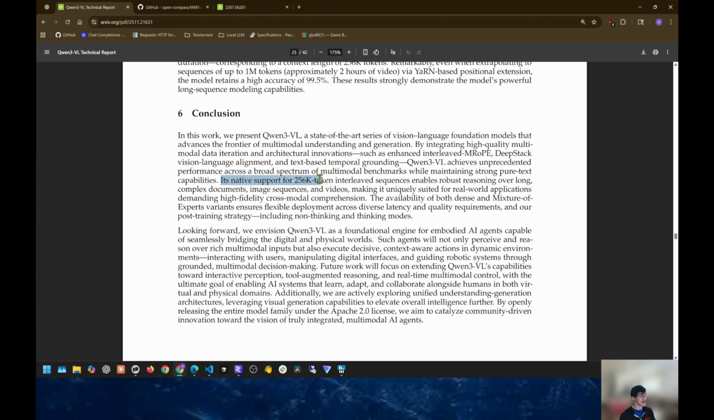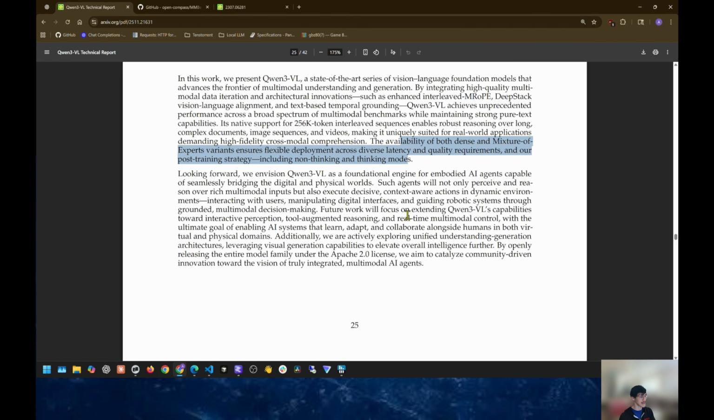Its native support for 256K token interleaved sequences enables robust reasoning over long complex documents, image sequences, and videos, making it uniquely suited for real-world applications demanding high-fidelity cross-modal comprehension. The availability of both dense and mixture-of-experts variants ensures flexible deployment across diverse latency and quality requirements, and our post-training strategy, including non-thinking and thinking modes.